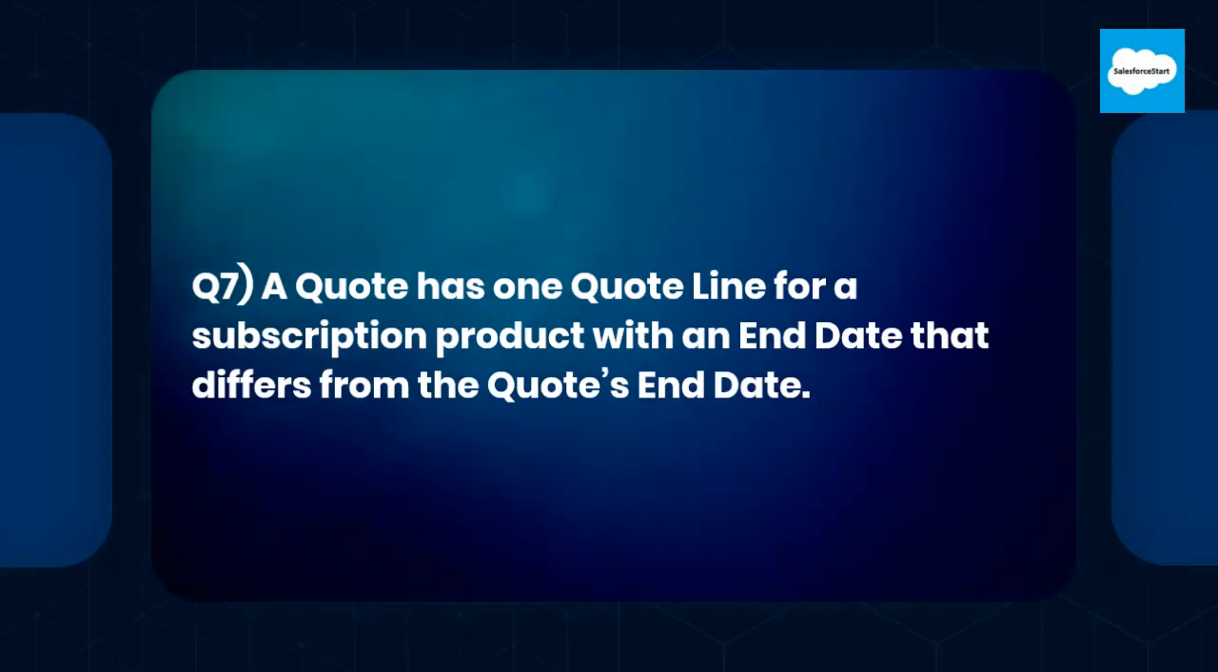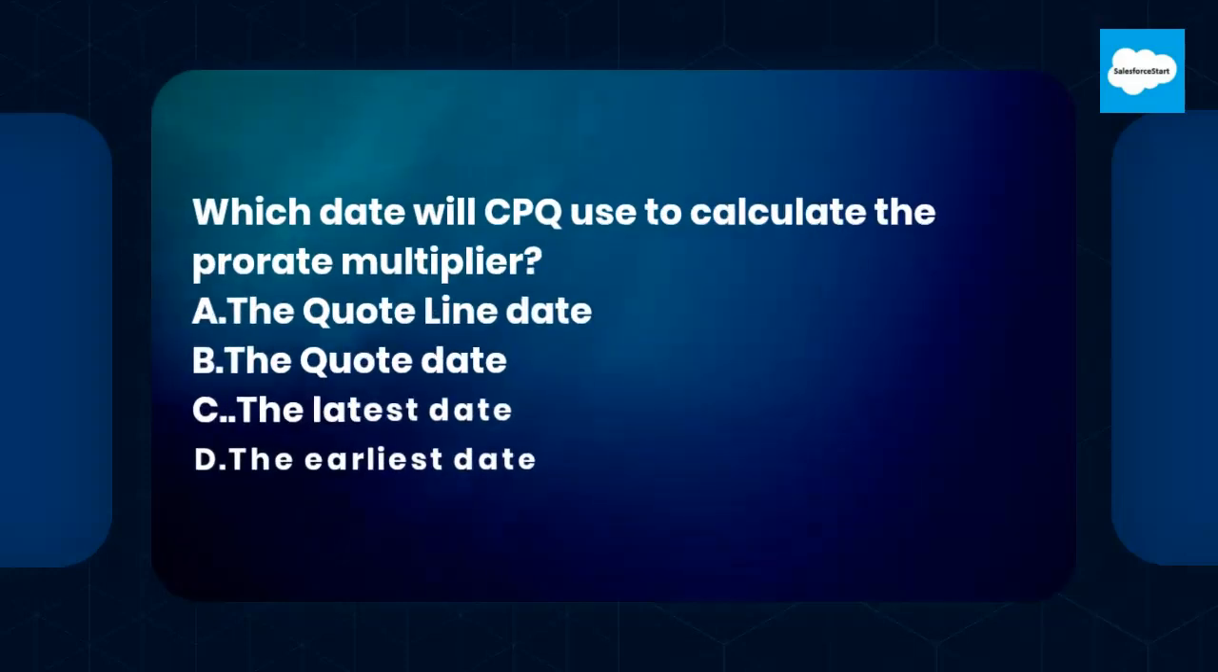Q7. A quote has one quote line for a subscription product with an end date that differs from the quote's end date. Which date will CPQ use to calculate the prorate multiplier?